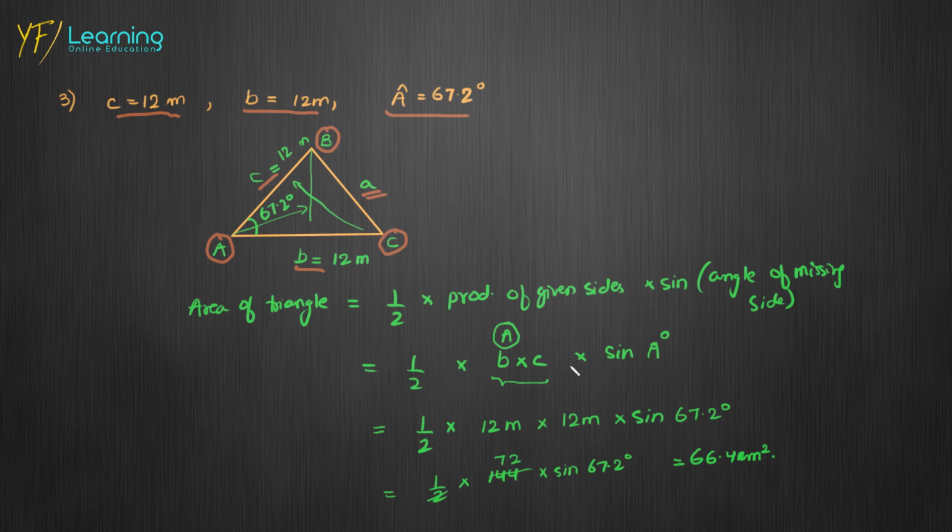Half times b times c times sine A. A is missing over there, so write A with sine. Half times 12 times 12 times sine 67.2 degrees, which reduces to 66.4 meter square.